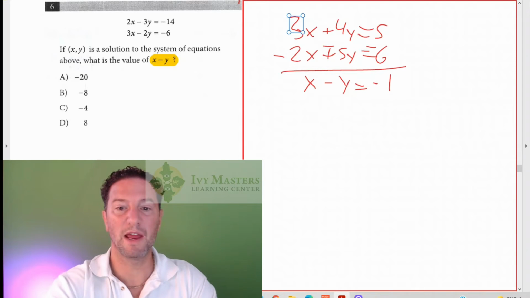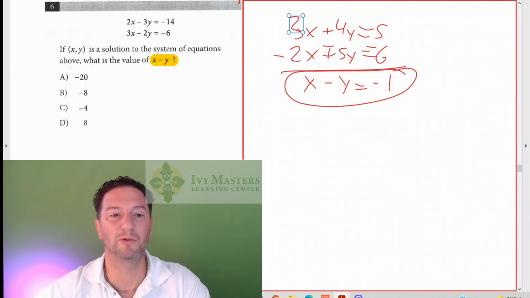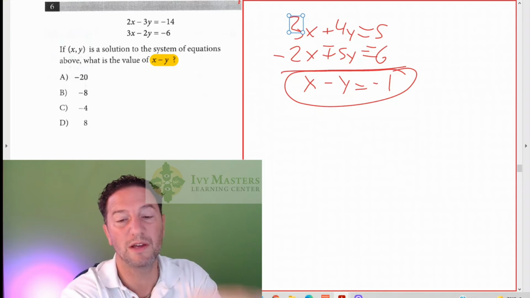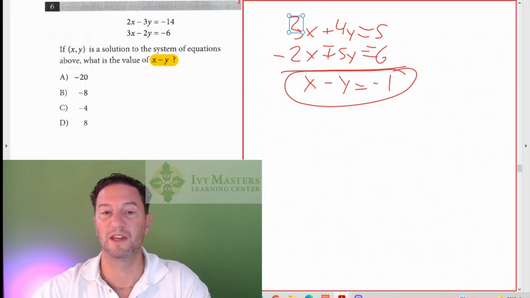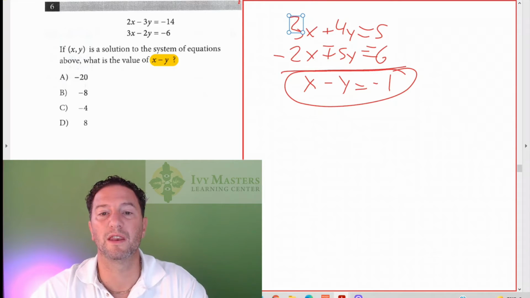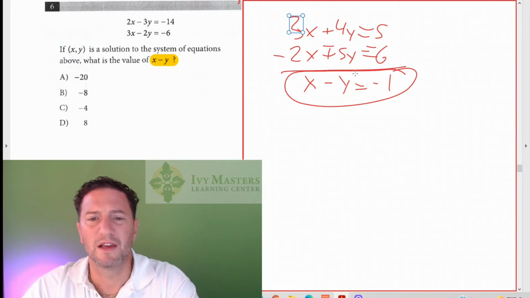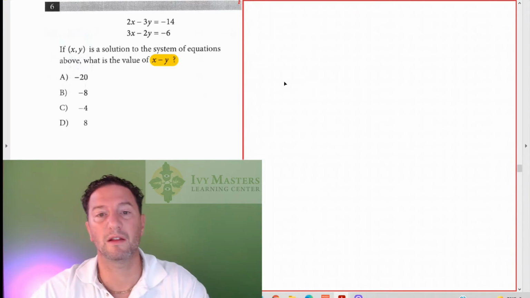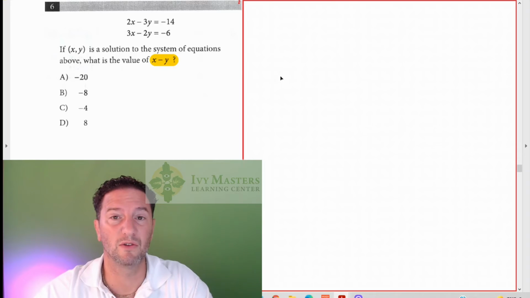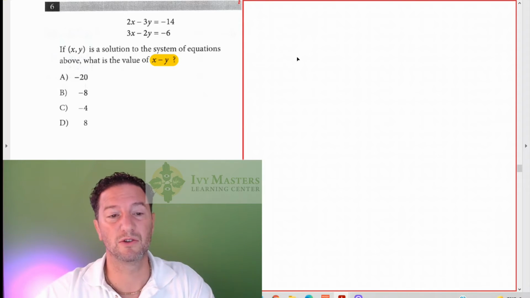And I got my answer straight away. x minus y equals negative 1. So if that were the question, my answer would be negative 1. I would not have to solve for x or y individually. And this is something you want to get comfortable with on the SAT, is not necessarily solving for x, not necessarily solving for y like you always do in math class, but if it asks for x minus y, solving for x minus y is usually shorter.